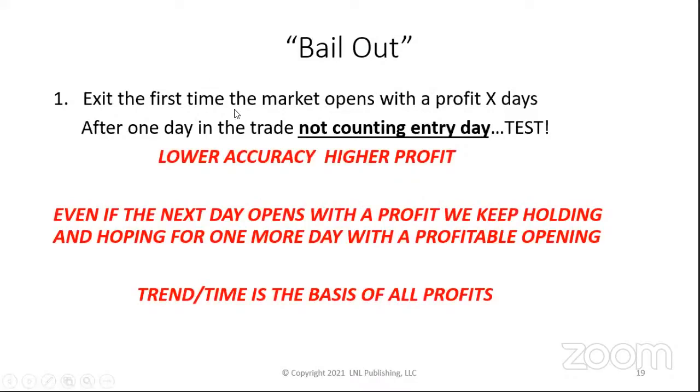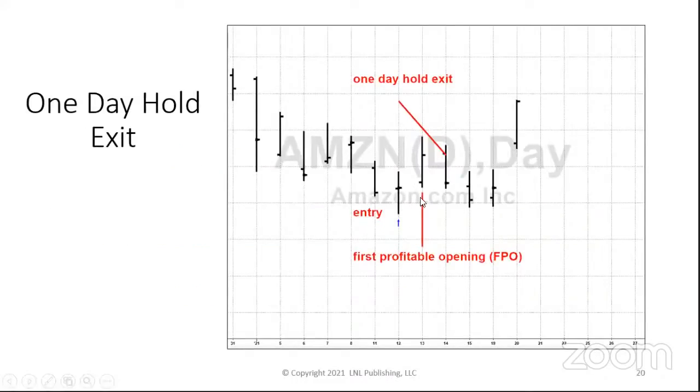Bailout: exit the first time the market opens with a profit X days after 1 day in the trade. We're trying to hold longer here, see if this trade has legs to it. So not counting the entry day, and we can test this, which is really neat. You'll see examples where I'm going to test it. Oh yeah, for this market, at this particular trade, we want to hold for 1 day, or we want to hold for 5 or 6 days. You will usually see lower accuracy, but we'll make more money. Even if the next day opens with a profit, we still keep holding and hoping for 1 more day of a profitable trade.